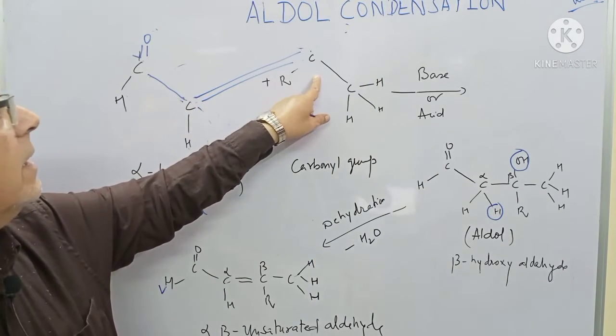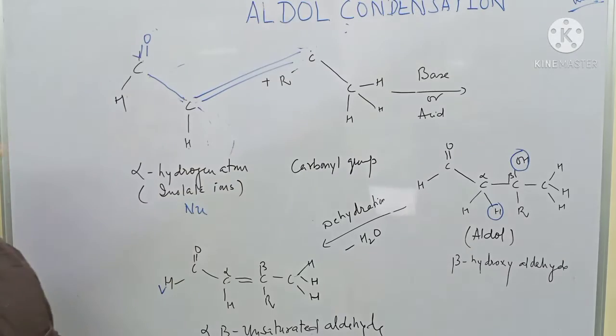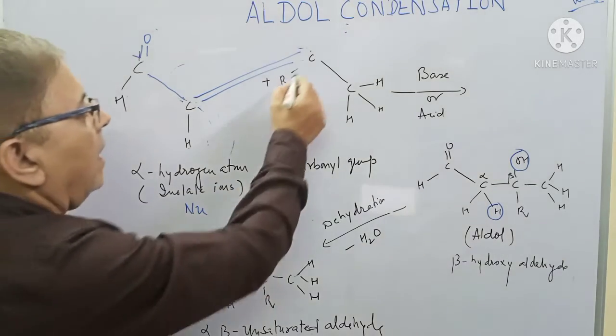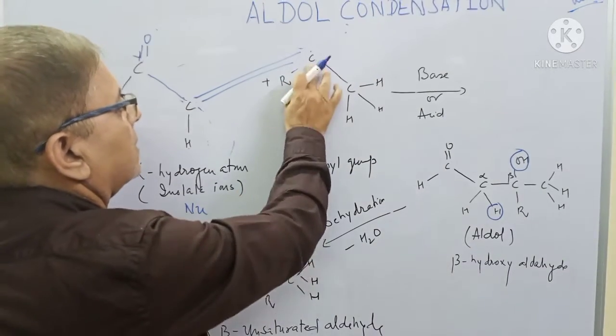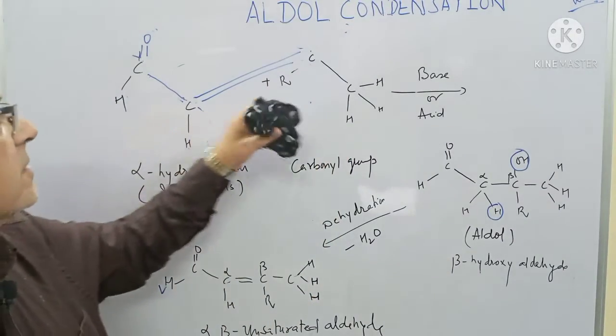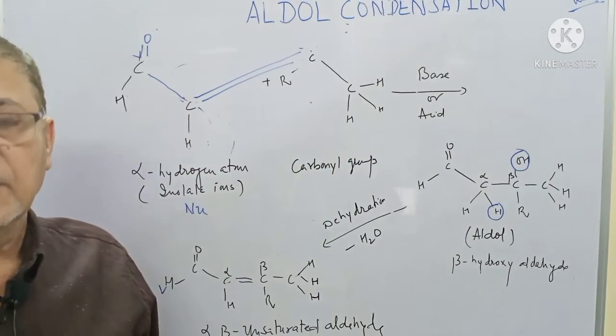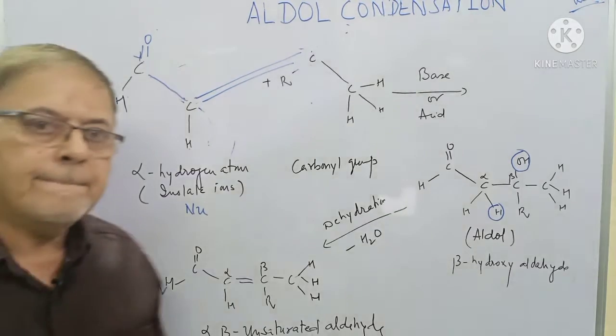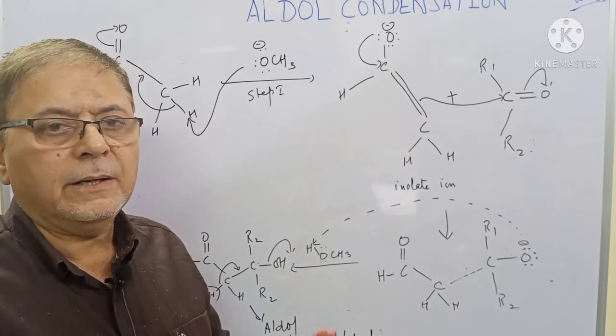Alpha beta unsaturated. Now only this is R over here. This is R, sorry, this is R already. Alpha beta unsaturated aldehyde. I'll explain to you separately the mechanism. Now I have explained to you the mechanism.